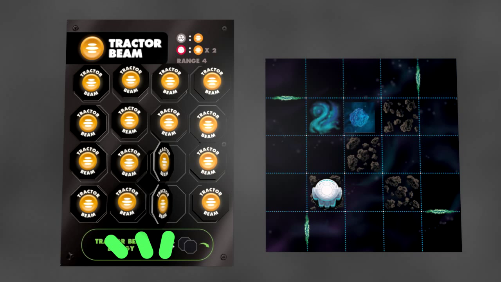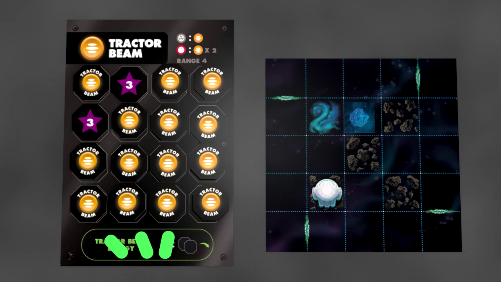First, we flip over a 1 circle and a 2 square. Not a match, so turn those back over. Next, we turn over a 3 star and another 3 star. That's a match and gives us 3 tractor beam points. So if we match a pair of 2s or better, we will succeed in getting the crystal.